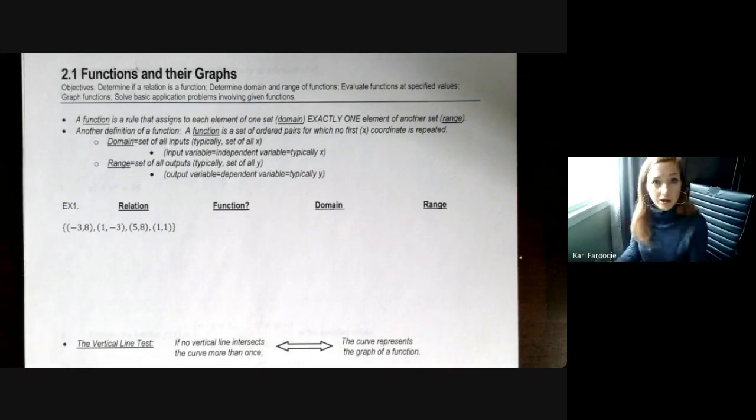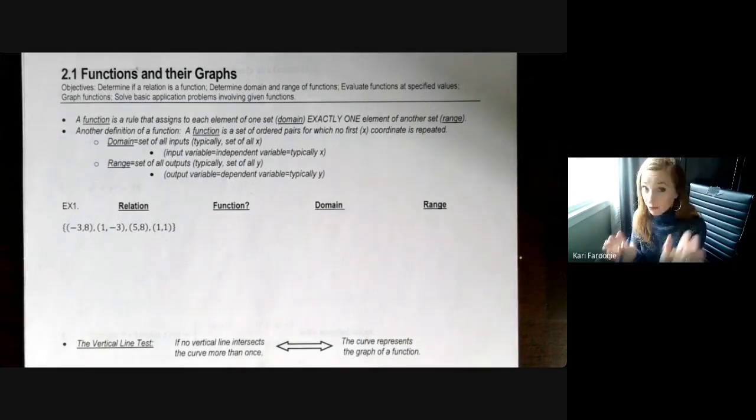All right, without further ado, functions and their graphs. A function is a rule that assigns to each element of one set, or domain, exactly one element of another set, the range. If you are like, okay, that makes no sense, fine. We're going to look at some examples of this and you're going to see it in action. And I think once you see it, you're like, okay, got it. Another definition of a function is a set of ordered pairs for which no first x coordinate is repeated.